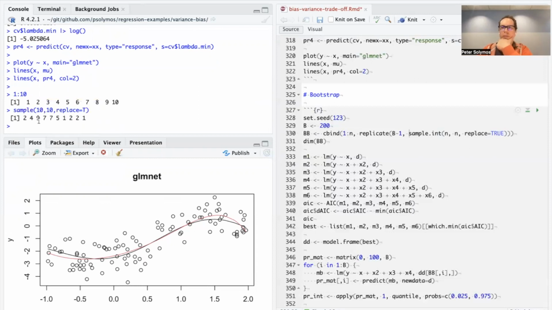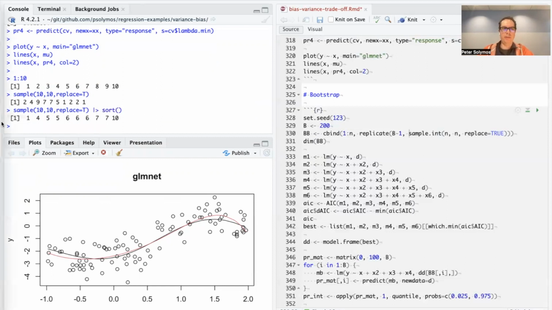So you see, now I get 10 IDs again, but I have some more than once. If I sort them, you see 1, I don't have 2 and 3, I have 4, 5, 5 again, 6, 6, 6, 7, 7, 10. So this is what happens with replacement. Some of the observations you are not going to get, some you are going to get more than once, but altogether the sample size stays the same.